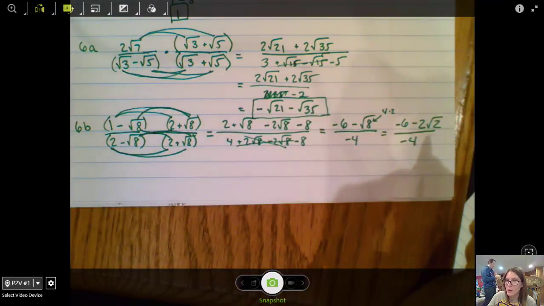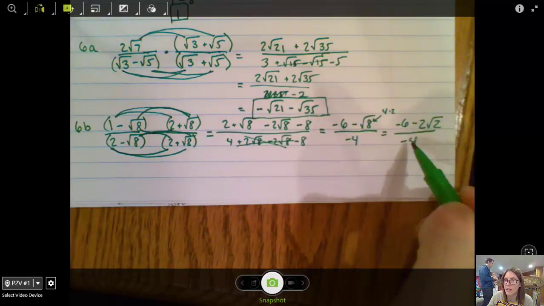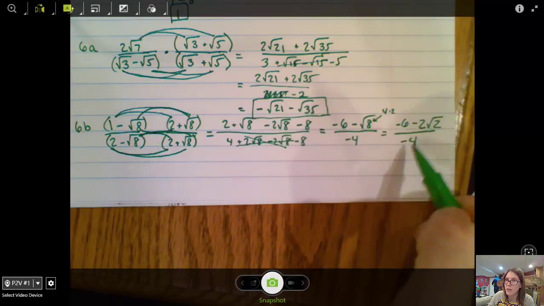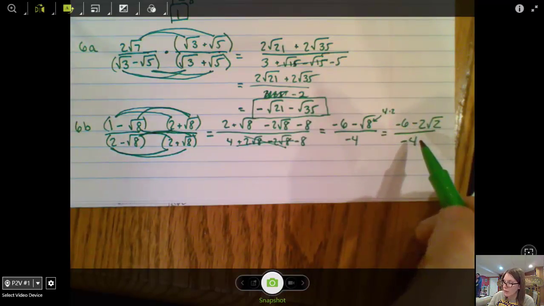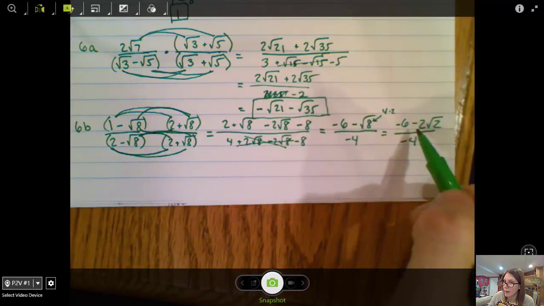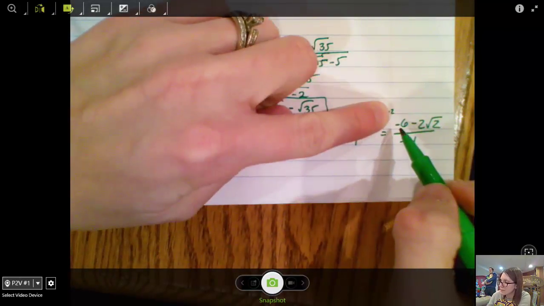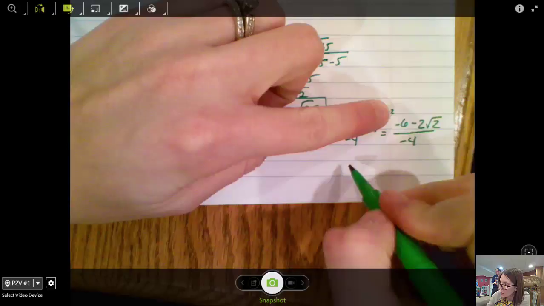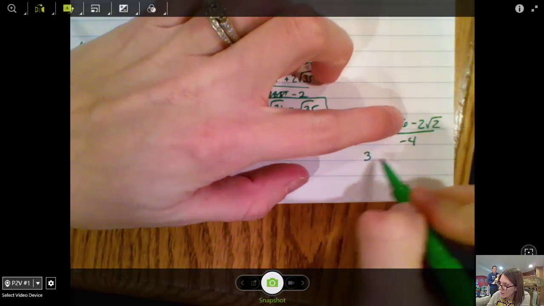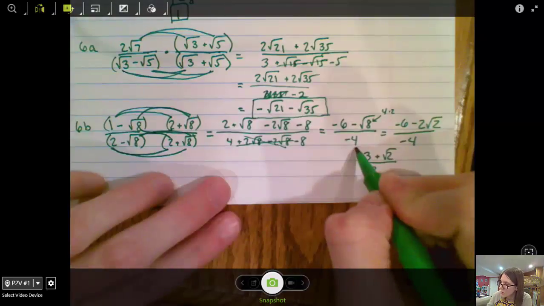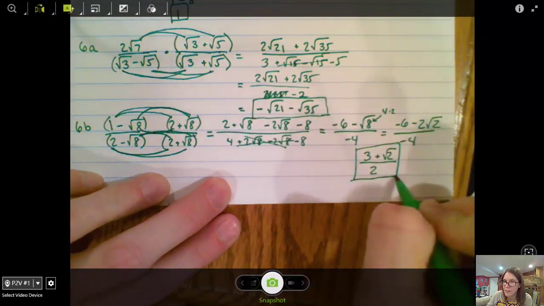And similar to the last one, the last thing we can do is to notice all of these are divisible by 2. We can either divide everything by 2 or divide by negative 2. It doesn't really matter either way. I usually like to divide by negative 2 so that my numbers are positive, but it doesn't really matter. So divide by negative 2, I get 3 plus the square root of 2 over 2. And that is my final answer.